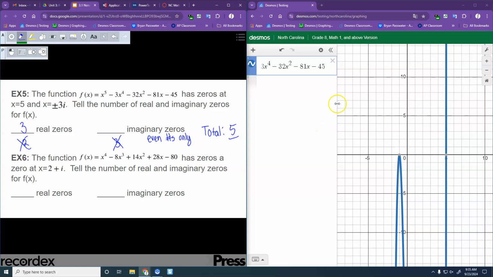Now they told me that some of the zeros were at plus or minus 3i. What type of zero do we have whenever we have an i with it? The i stands for what kind of number? Square root of -1, which is imaginary, right? So by putting that plus or minus, what they mean is x equals positive 3i and x equals negative 3i. Remember, they always come in pairs. You have to have even numbers. So you've got 2 imaginary zeros.